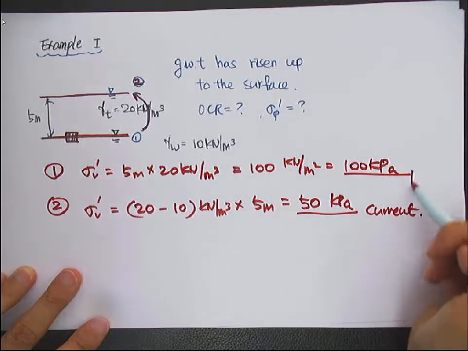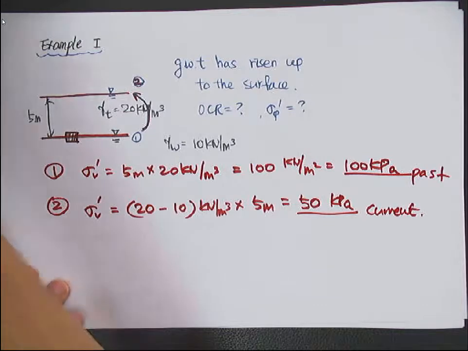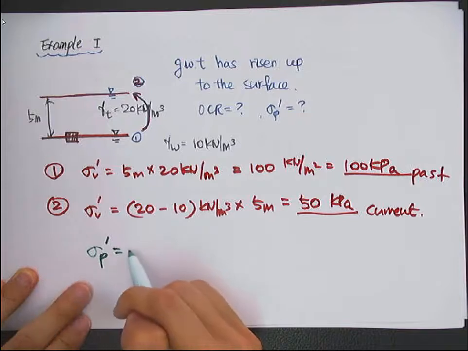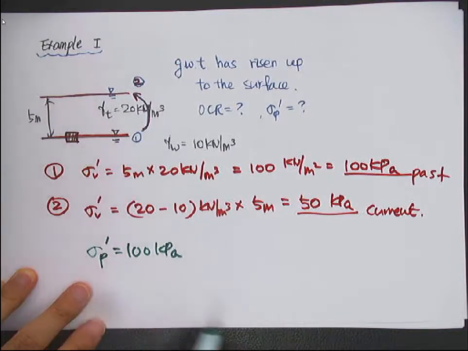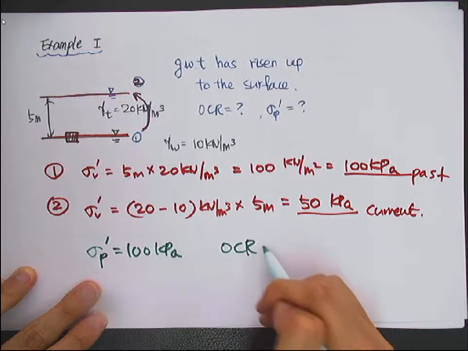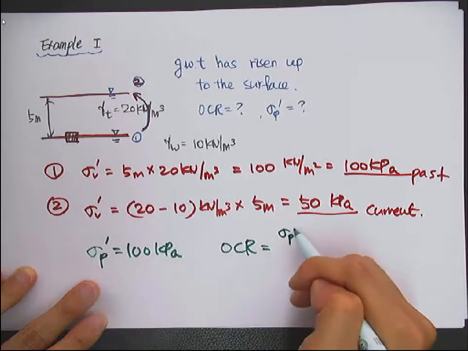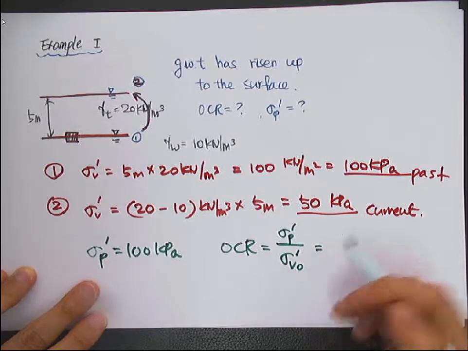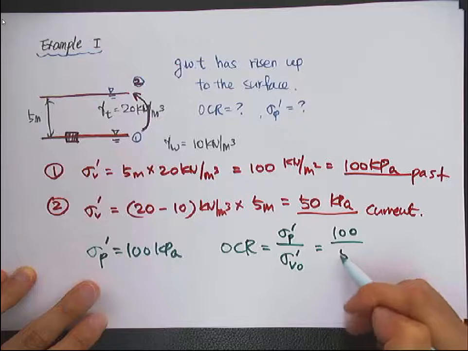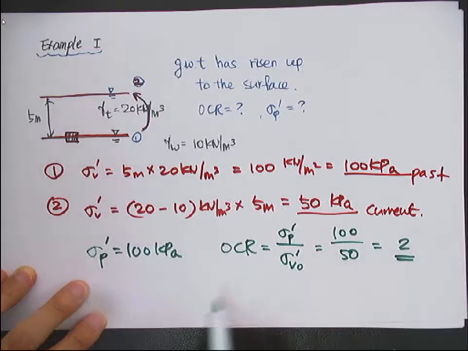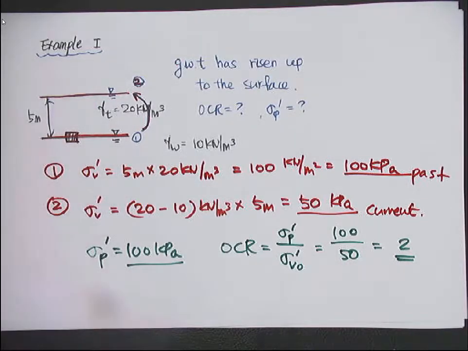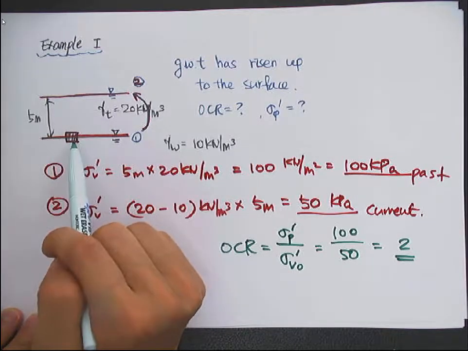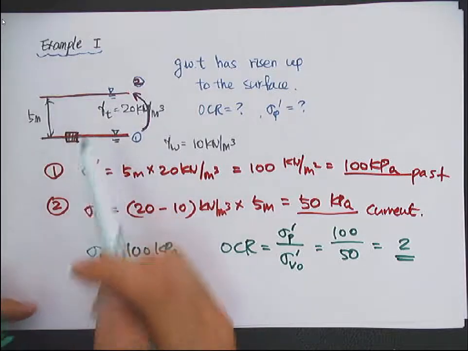And this is the past. So the maximum vertical effective stress will be 100 kilopascal, and the overconsolidation ratio is sigma p prime over sigma v naught prime, so 100 over 50, so it becomes 2. So this soil, if it's clay, is overconsolidated clay with an OCR value of 2.